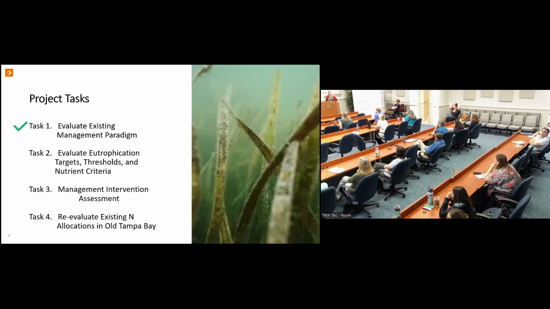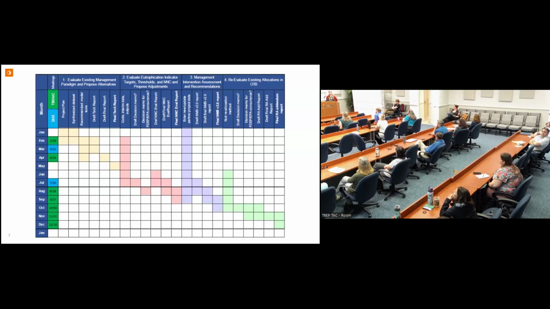The next tasks being worked on concurrently right now are task 2, which is evaluating the eutrophication targets, threshold, and nutrient criteria; task 3, the management intervention assessment; and task 4, reevaluating existing nitrogen allocations in Old Tampa Bay. This is a calendar year with the various tasks and deliverables and some meeting dates on it. And this is about where we are.